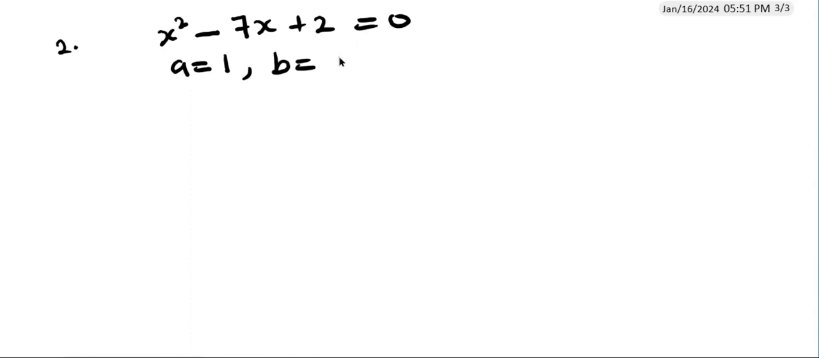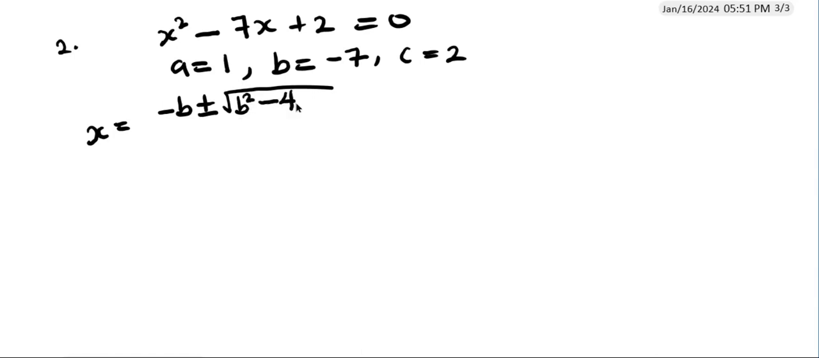So let's take number 2 now. Let's assume that I have x squared minus 7x plus 2 equals 0. So what am I going to do? First of all, I need to list out the value of my a. The value of my a, which is the coefficient of x squared, is 1, and b, which is the coefficient of x, is minus 7, and c, which is the constant, is 2. So using x equals minus b plus or minus square root of b squared minus 4ac all over 2a.